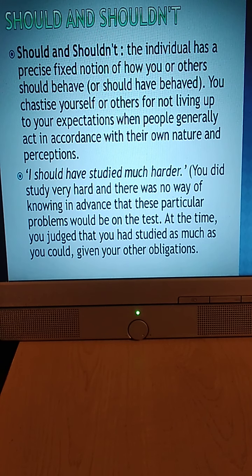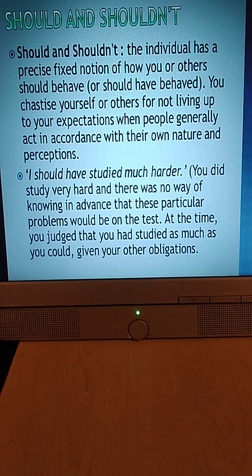Should and shouldn't. The individual has a precise, fixed notion of how you or others should behave or should have behaved. So the person chastises himself or herself for not living up to the expectations, when people generally act in accordance to their own nature and perceptions. Well, the example is, I should have studied much harder. Well, maybe the person did study very hard, but maybe not long enough. Sometimes the studying takes days, and people think that they can do it in one session.